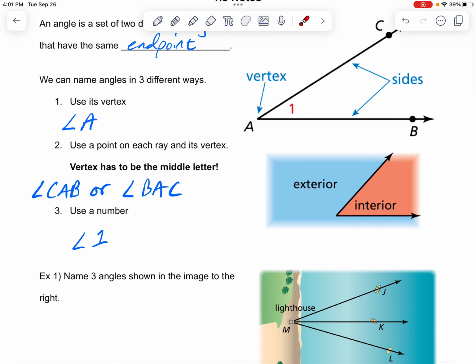The diagram on the right just shows interior versus exterior. So when I say naming by a number, that will be on the interior of the angle. Generally speaking, that's what we're talking about when we refer to angles as the interior, but we can technically think about the exterior. This has a degree measure as well, that we may get into a little bit later.